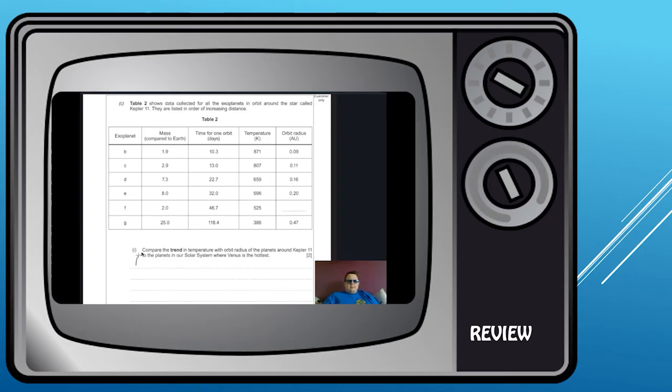Okay, so generally, both systems, temperature decreases with distance, for 1 mark. The second one is for basically saying, but in our solar system, Venus is the second planet. So it doesn't quite fit the pattern. Yeah, but in our solar system, Venus is the second planet, but is the hottest.